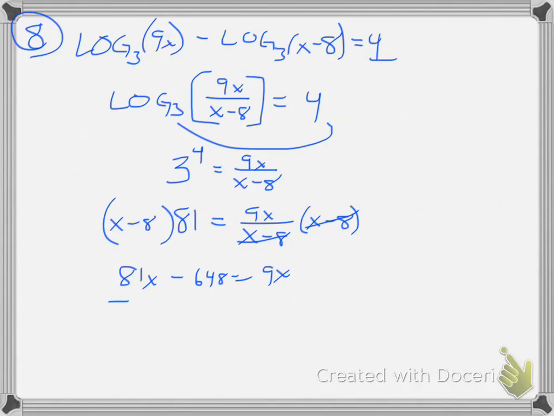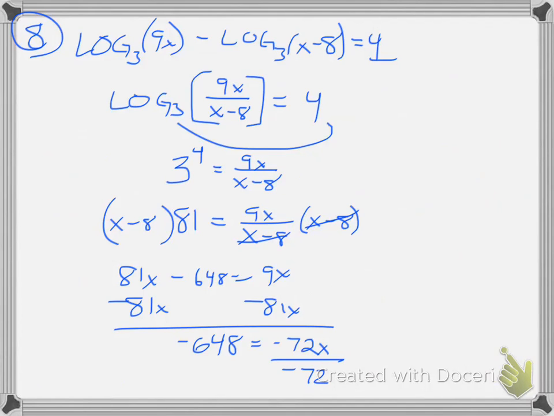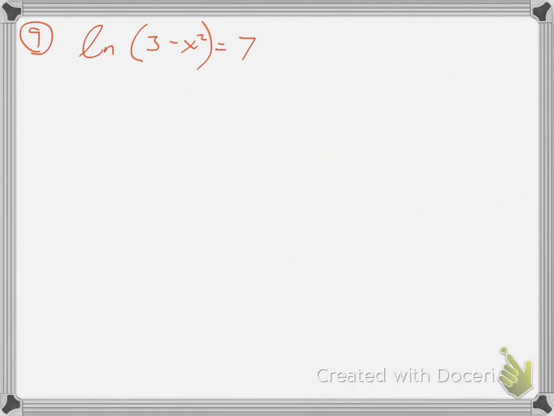And then solve, so I'm going to subtract 81x. Negative 648 is equal to negative 72x, and divide by negative 72, and I get x is equal to 9. Just to make sure, if I plug that back in, it's not going to make either of the logs negative, so that's good.